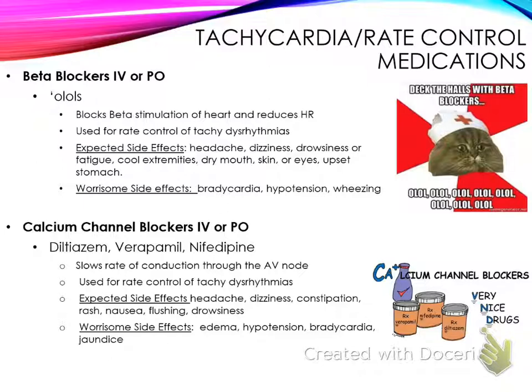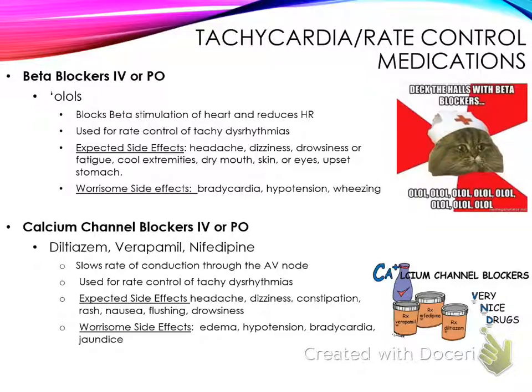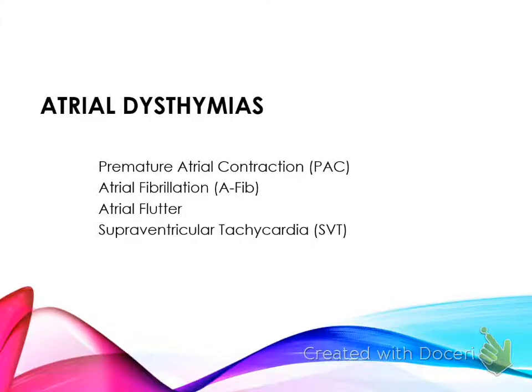But wouldn't the best way to slow things down be to get rid of the cause? Especially if your causes are pain, anxiety, fever, hypoxia. Fix the cause, and you'll get rid of the tachycardia if it's sinus tachycardia. Okay? But if you cannot fix the cause, then we would go to the blockers. Those are beta blockers and calcium channel blockers. That's it for sinus tachycardia. Know the causes, know the meds.